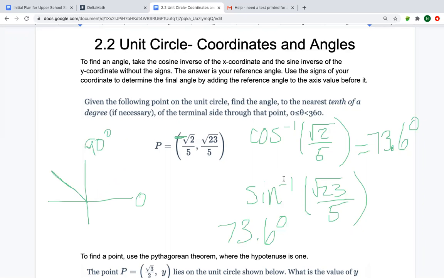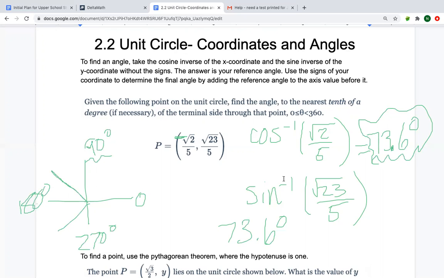So depending upon the sign of your point, the first value that you find is going to be your reference angle, and then you just need to add it to whichever value comes before it. So if it's in the third quadrant, then you add it to 180. If it's in the fourth quadrant, then you add it to 270 degrees.